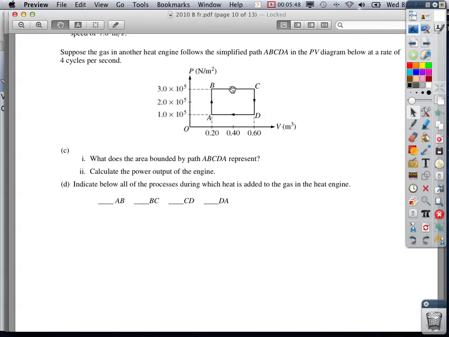When it reaches its maximum point, what happens then? It stays at the same volume, but it drops in pressure. So then heat was released, and now it gets compressed back to its original state. So this is the work done by the gas. The gas expanded, so it pushed the piston.